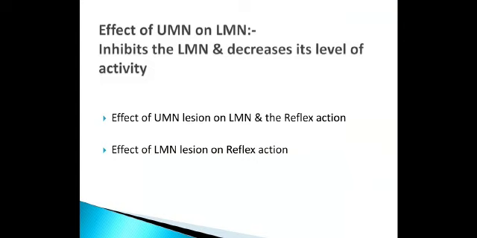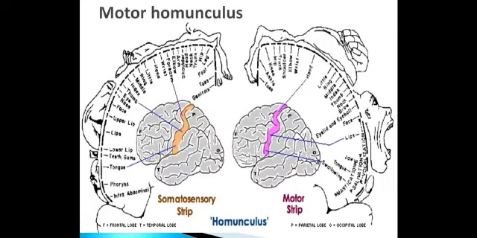So we need to understand the effect of the upper motor neuron on the lower motor neuron, which inhibits the lower motor neuron and decreases its level of activity. So we are mainly dependent on the upper motor neuron, and we need to understand the concept of reflex action.